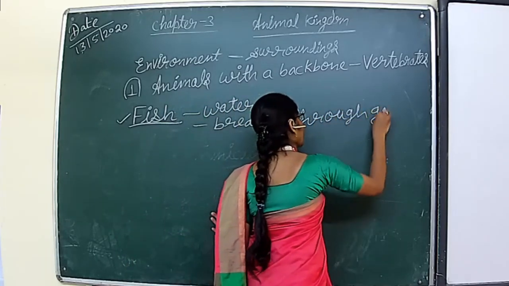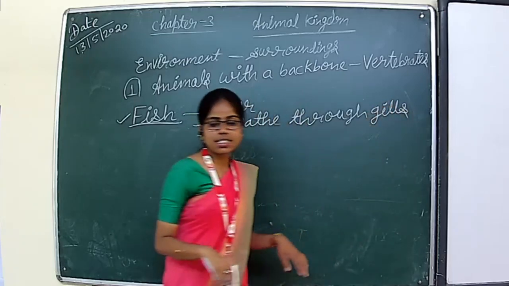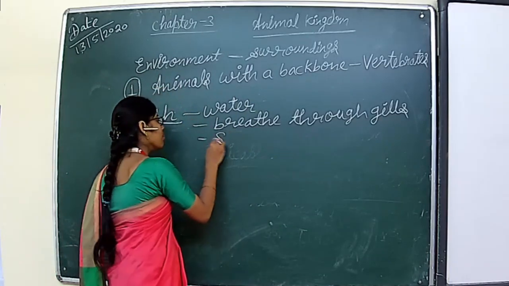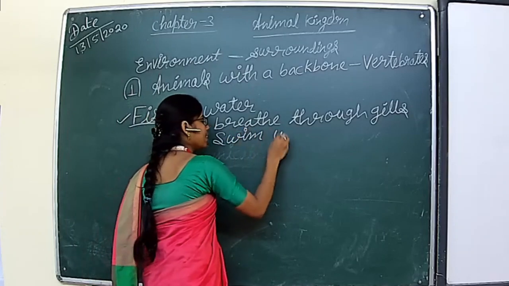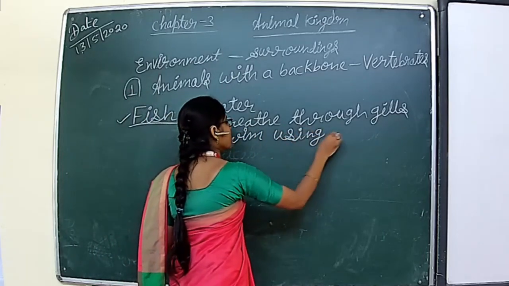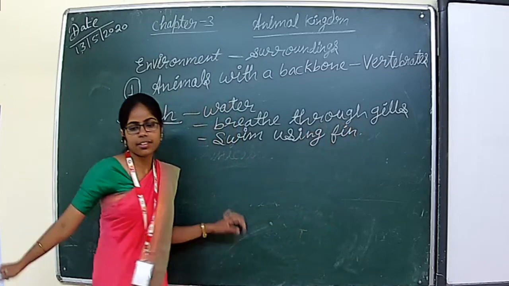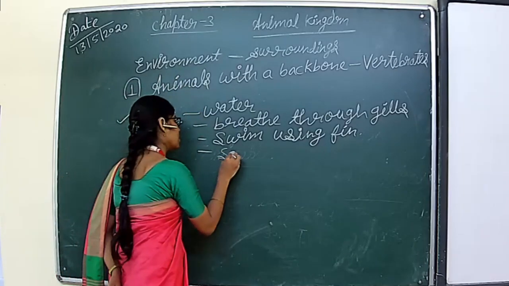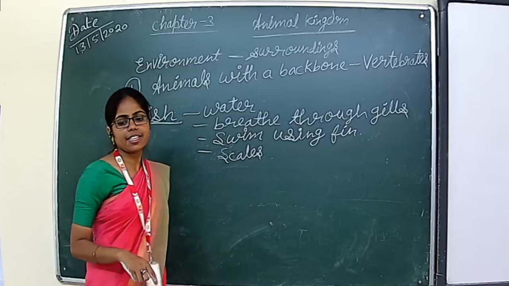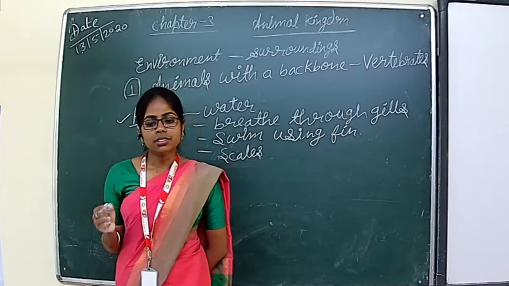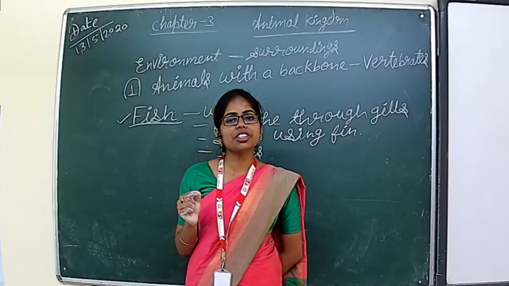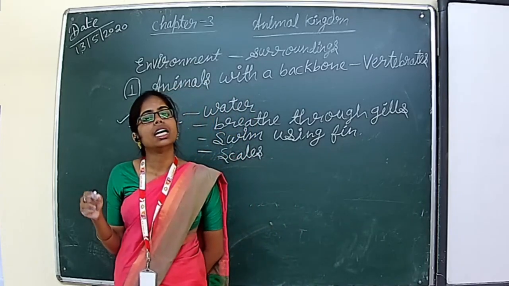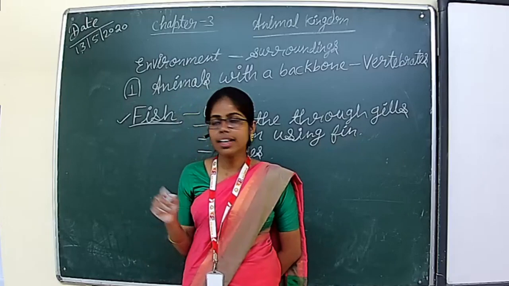The next feature of fish is how do they swim? They swim using a tail fin. The outer body of many fish is covered with scales, which protect the body. Many fish eat plants, and some other fish like sharks eat other fish also. Okay, this is about the first categorization of the vertebrates.